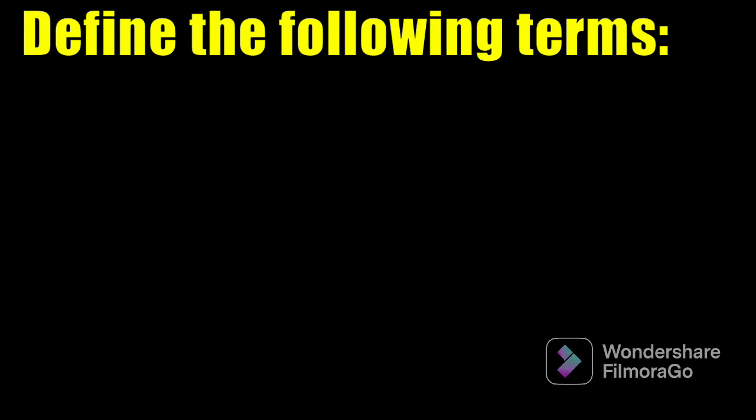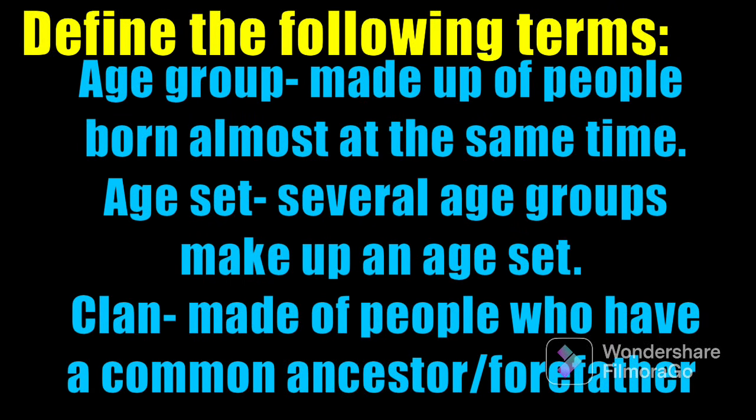Define the following terms. Age group. It is made up of people who were born almost at the same time. Age set. Many age groups make up an age set. A clan. A clan is made up of people who share a common ancestor or forefather.